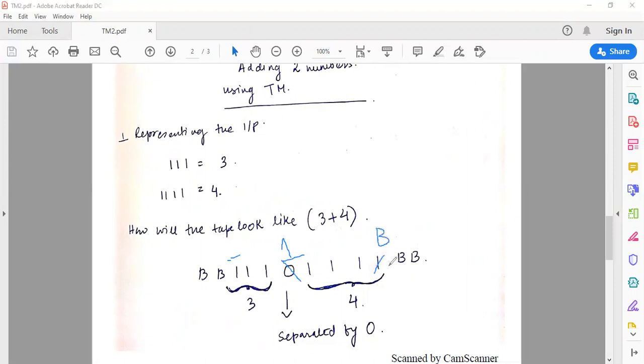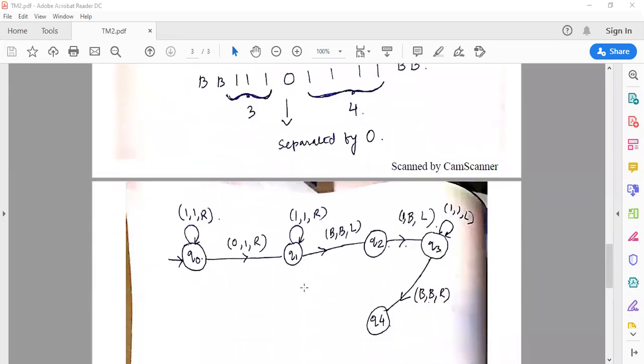Fine. Once we do this, we are left with 1, 2, 3, 4, 5, 6, 7 ones, and that is the result we actually need. That is 4 plus 3 gives us a 7. So this is a simple approach that will help us to calculate the sum of two numbers, or add two numbers. Okay.